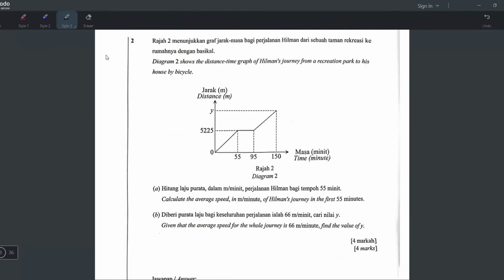Okay, number 2 is very obvious from Form 4 Chapter 7. This is called graph of motion, in Malay, graf gerakan. Diagram 2 shows a distance-time graph of Hilman's journey from a recreation park to his house by bicycle. Okay, this is obviously a DTG, distance-time graph.